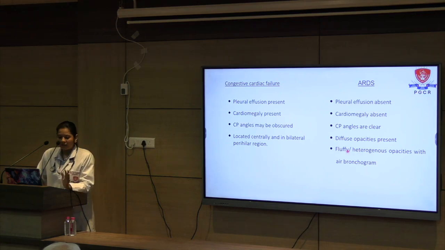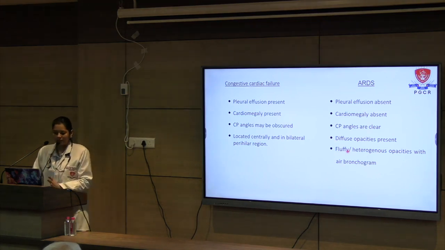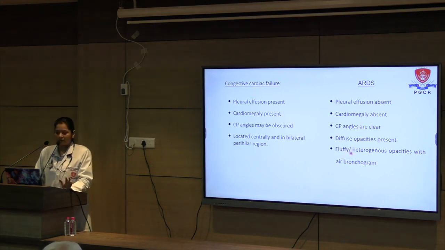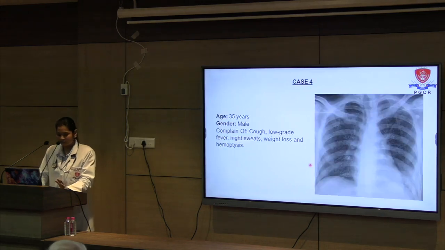So, in congestive cardiac failure, pleural effusion will be present along with cardiomegaly. The CP angles may be obscured and the opacities are located centrally and in the bilateral perihilar region. Whereas in ARDS, pleural effusion and cardiomegaly are absent. CP angles are clear and there are diffuse opacities which are fluffy and heterogeneous in nature.